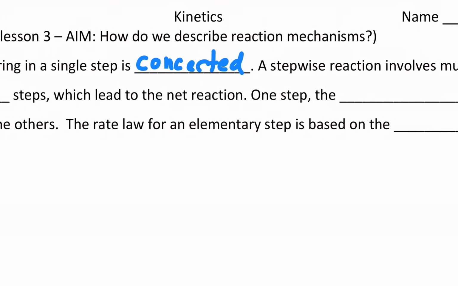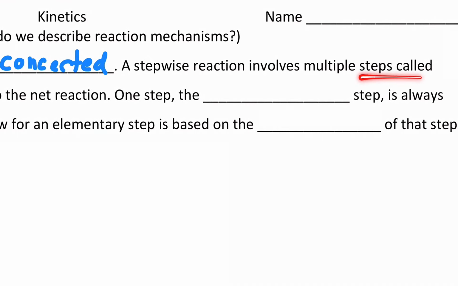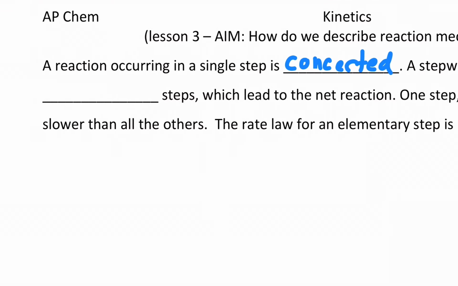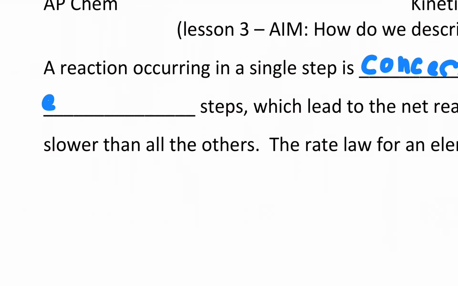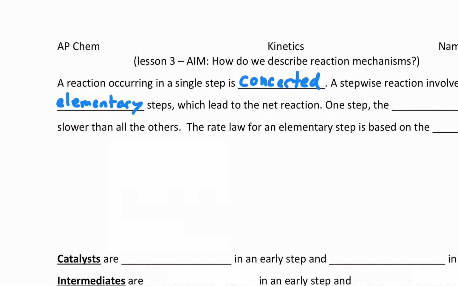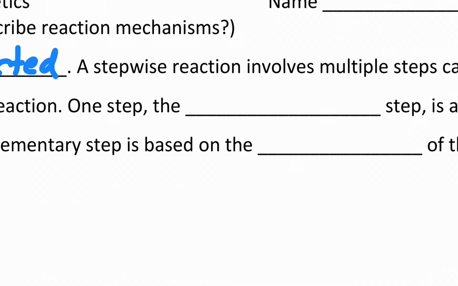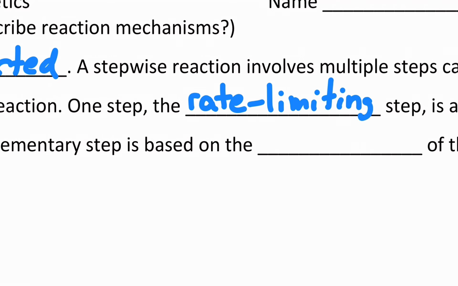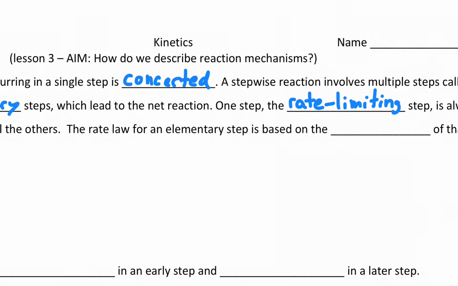But most reactions are stepwise, and they involve multiple steps called elementary steps. And each one is considered to be a concerted step, but you add them together and you get a net reaction. Now, one of those steps is the rate limiting step. It's going to be slower than all the others, and it's going to control how fast the reaction goes.